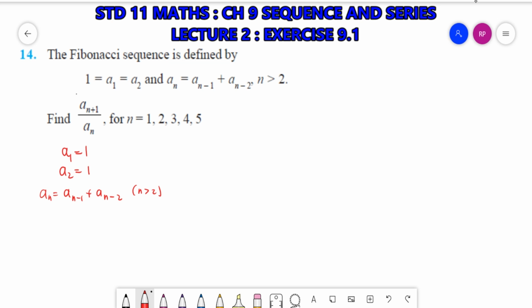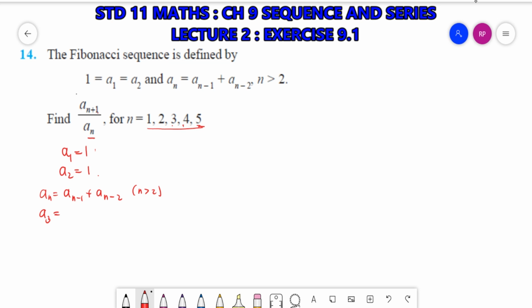Now you have to find out An plus 1 upon An. In the denominator it's An, so for n equal to 1, 2, 3, 4, 5, A1 and A2 are given, and I need to find A3, A4 and A5. But for the numerator it's An plus 1, so for n equal to 5, I need A6. So I'll find out A3, A4, A5 and A6.